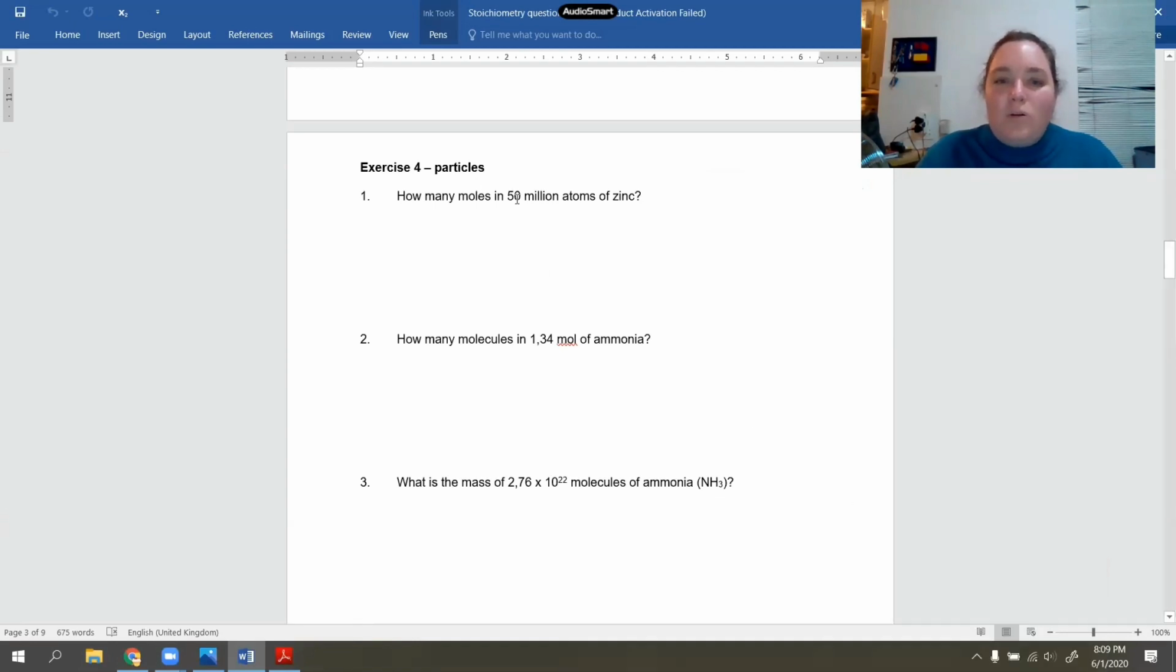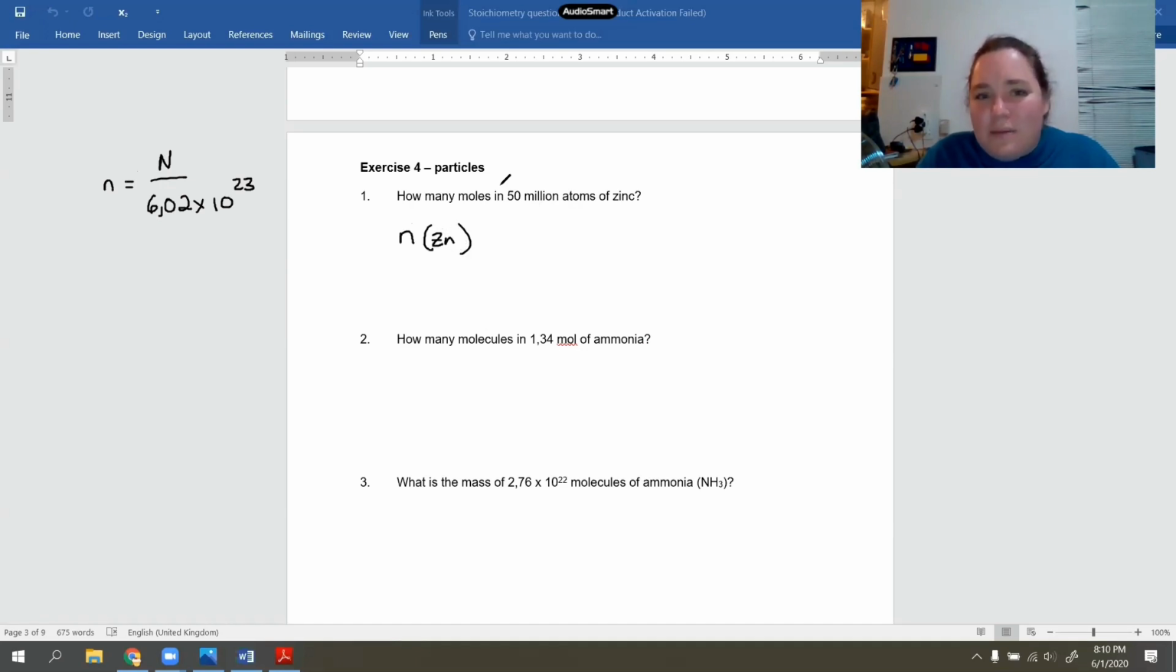How many moles in 50 million atoms of zinc? So here, as soon as we're talking about atoms or molecules, we're using the equation n is equal to N over 6.02 times 10 to the 23, Avogadro's constant. So here, how many moles? I'm going to say that the number of moles, and I could put in zinc, but to be honest, it doesn't matter here. This could be 50 million atoms of any element, and the answer would be the same.